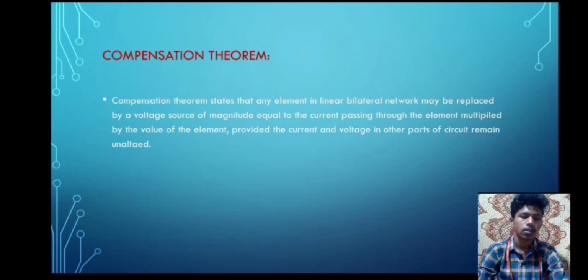it may be replaced by a voltage source of magnitude equal to the current passing through the element multiplied by the value of the element.